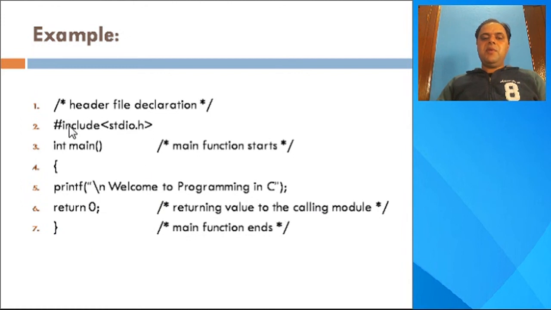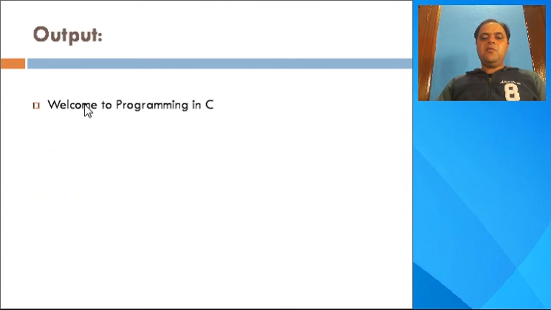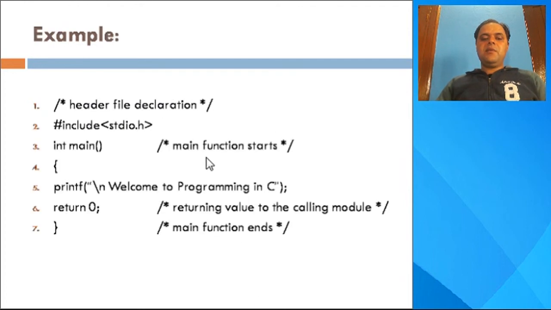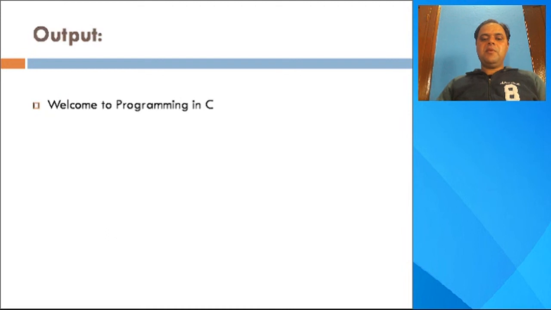So we write the program, then we compile it. After compilation, it converts the program into machine language in the form of 0 and 1, which we call the obj file, and then we run the program. After running the program, the output will be welcome to programming in C.